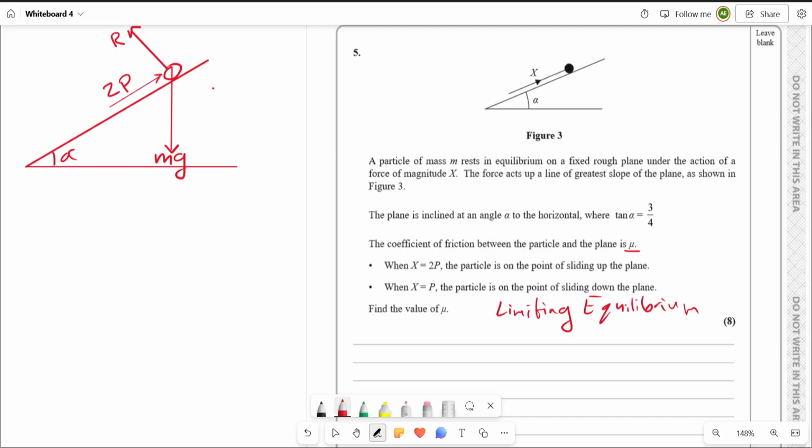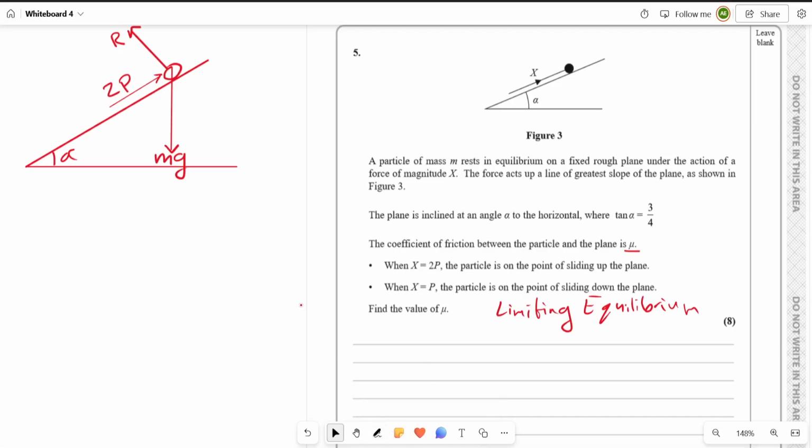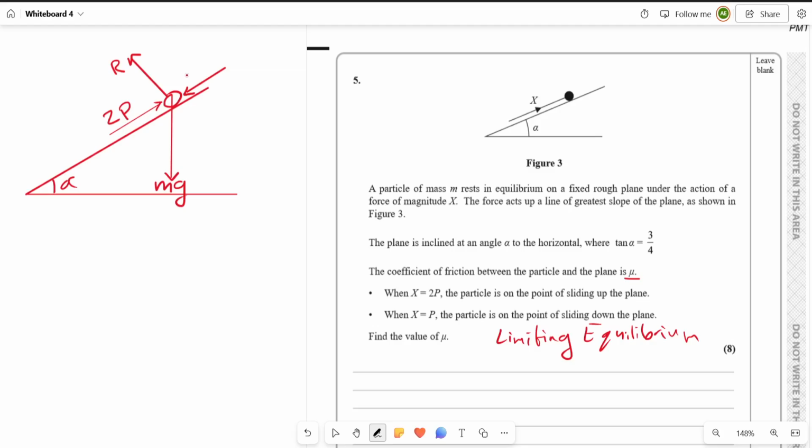And this is going to tell me that when x is 2p, the particle is on the point of sliding up the plane. So if the particle is about to move up the plane, where do you think the friction, or resistive force, or opposing force, literally from its name, is going to be in terms of direction? Obviously, if I'm trying to move up, the opposing force is going to try to move me down. So the friction force is going to be in this direction. And we know it's friction max. How do we know? Because the particle is on the point of sliding up. So instead of F, I can just put in instantly that it's going to equal mu multiplied by R.